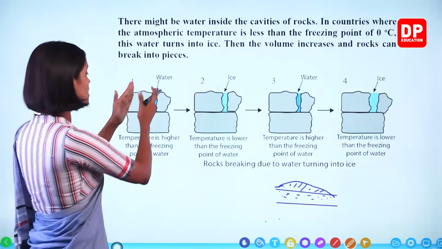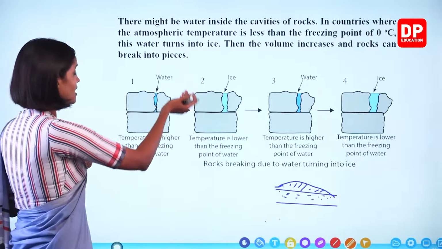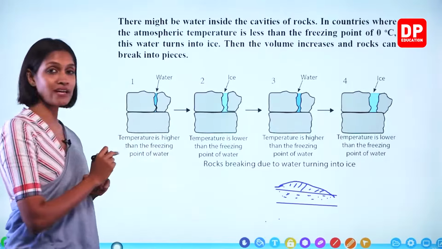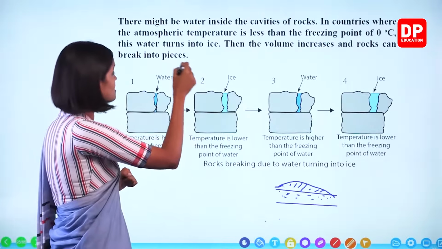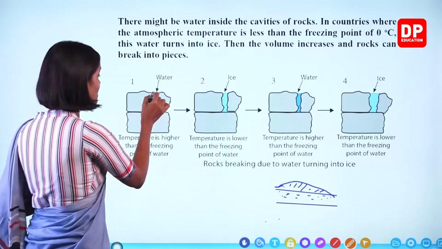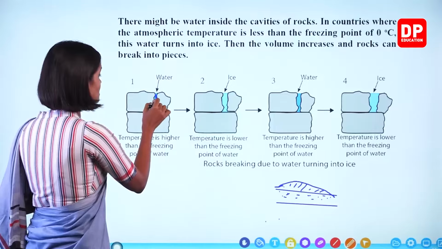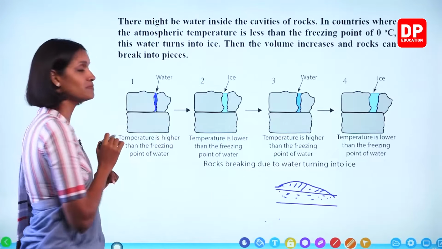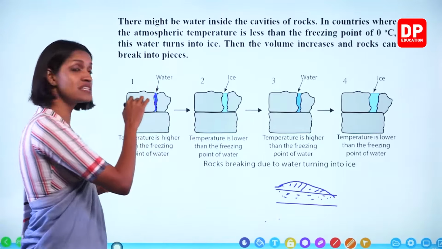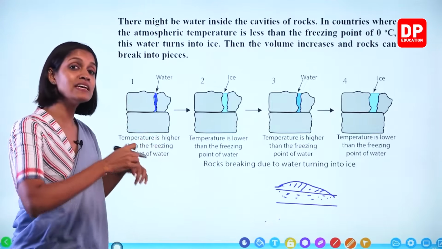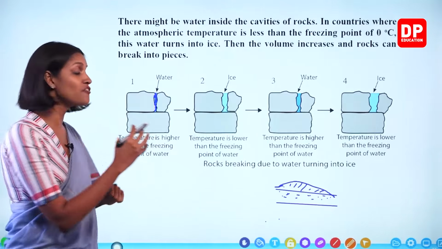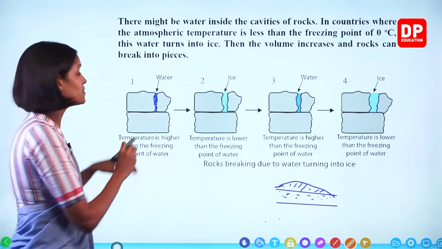Just imagine if there's a tiny crack, right? So when water is trapped inside this crack, and during the winter season, when this water freezes, what happens? As I told you, now only this volume of water is filled. Then what happens? When water freezes and turns into ice, its volume increases. When the volume or the size of this ice increases, what happens?